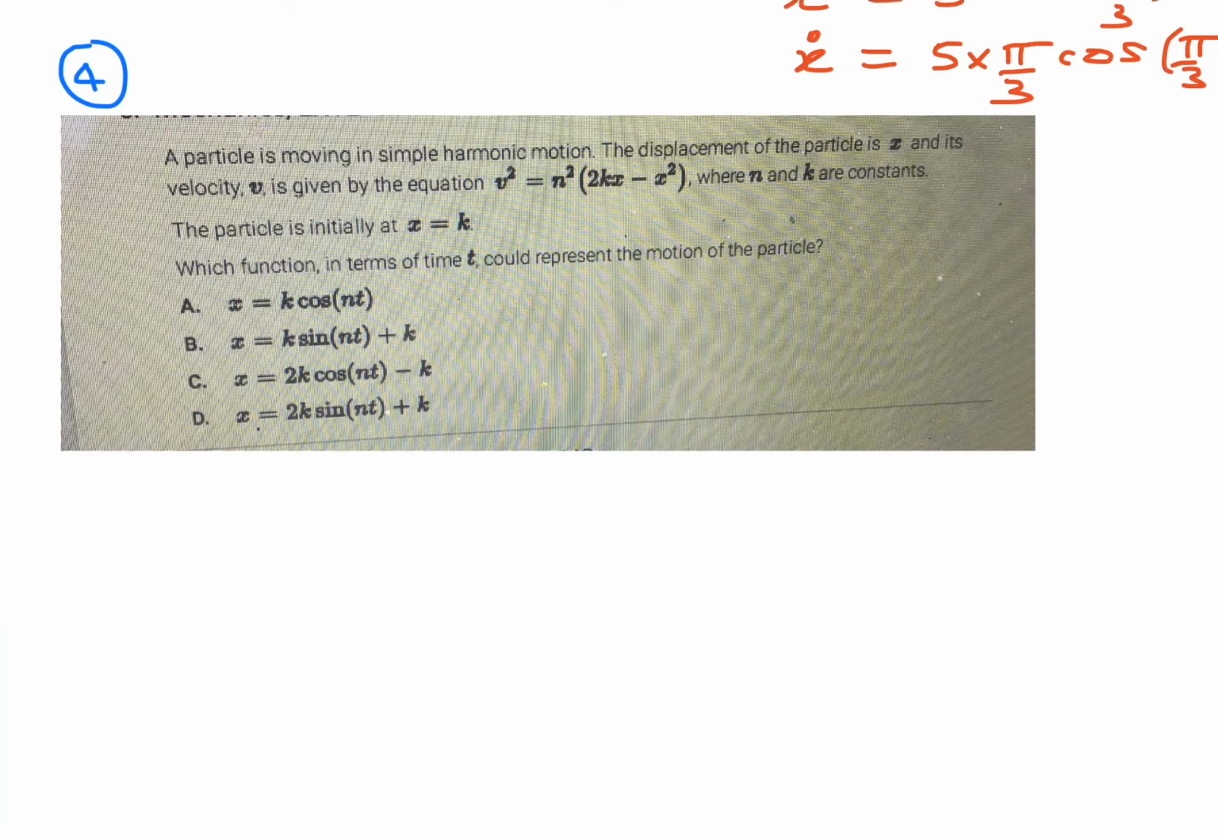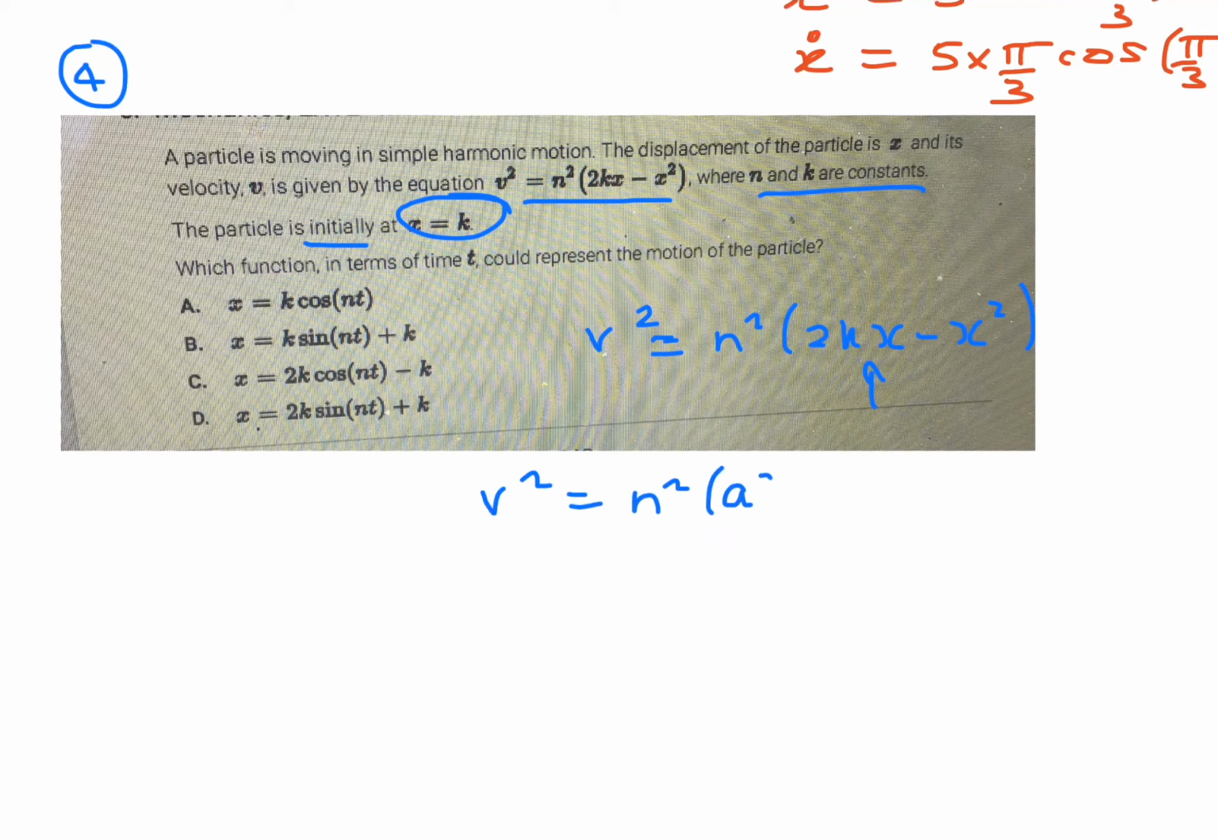Number 4, okay, so a particle moves in simple harmonic motion with this velocity, v squared equals n squared times 2kx minus x squared, where n and k are constants. x is equal to k, that's initially where the particle is at. Which function in terms of time t could represent the motion of the particle? So you have v squared equals n squared times 2kx minus x squared.